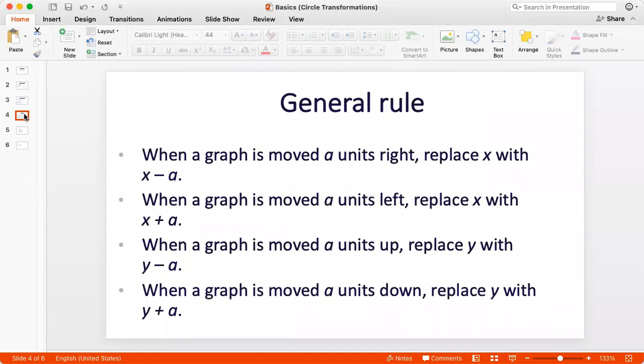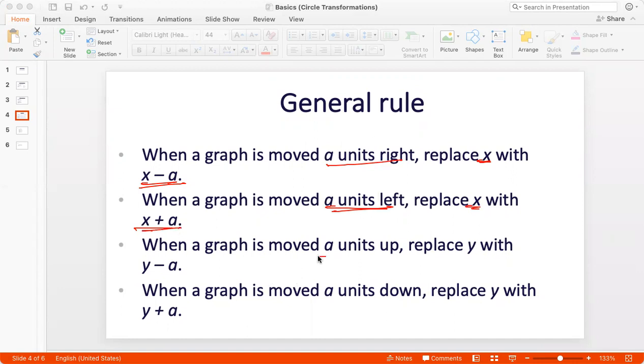The general rule is, and this is true for any graph, not just for circles, it's true for linear equations, it's true for parabolas: when a graph is moved a units right, you replace x with x - a. When it is moved a units left, you replace x with x + a, right? So when it's right and left, you change x.